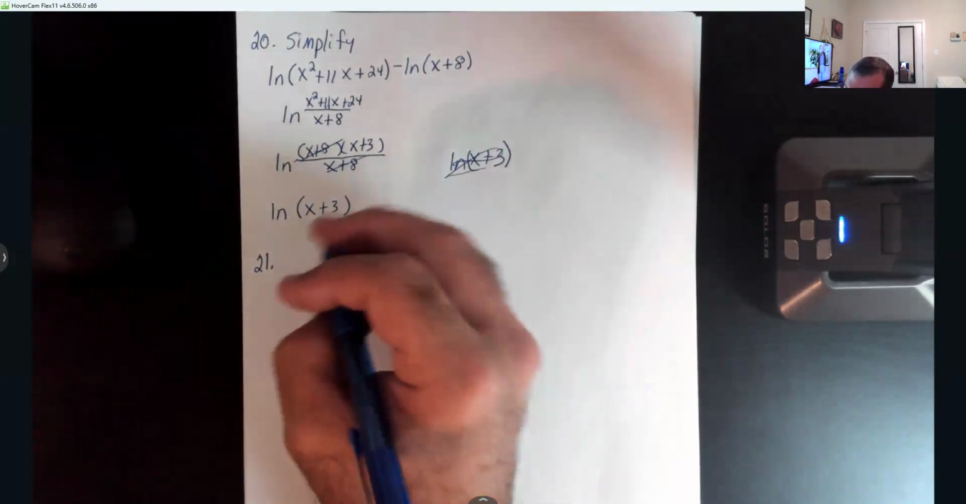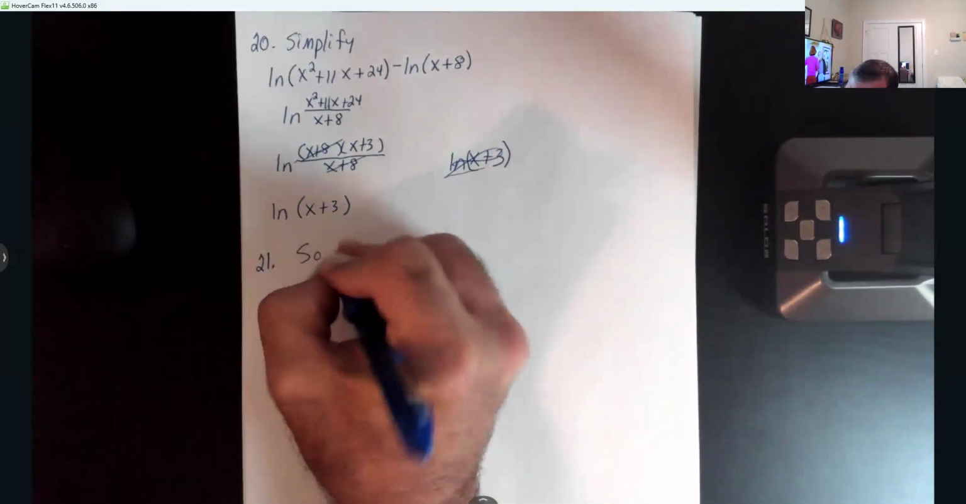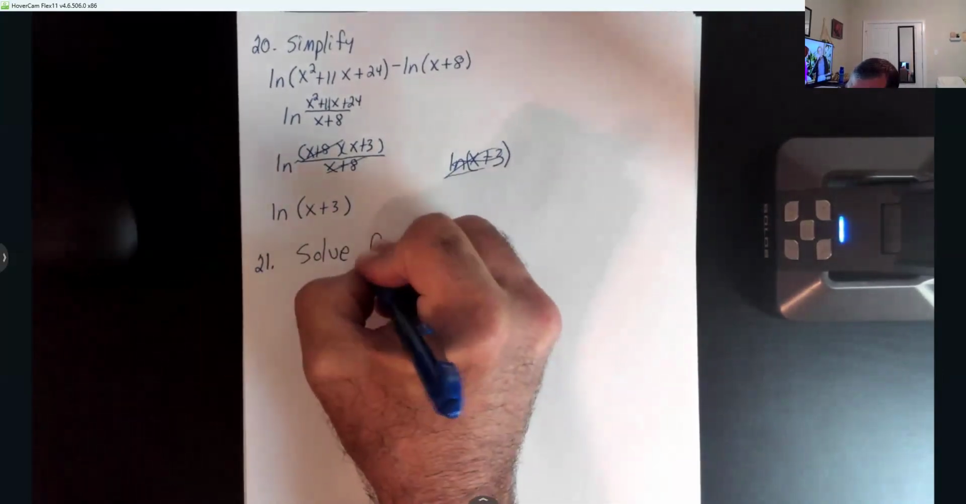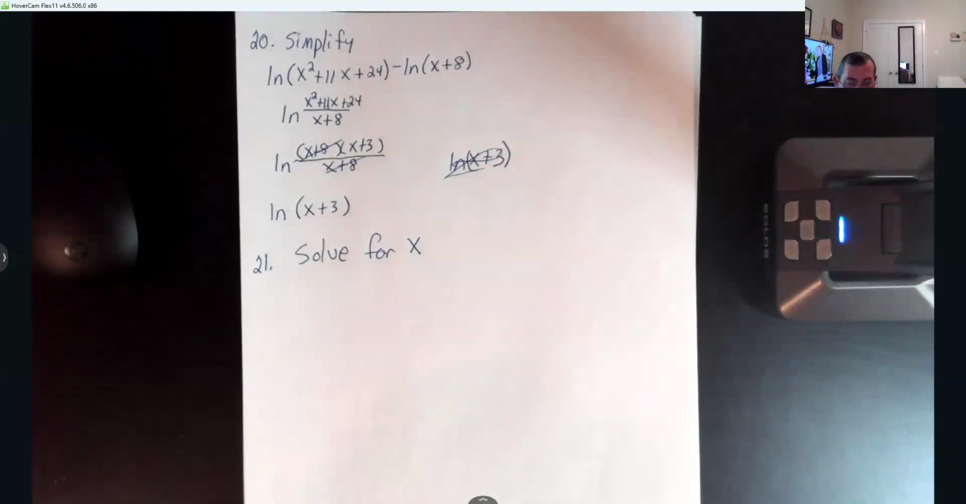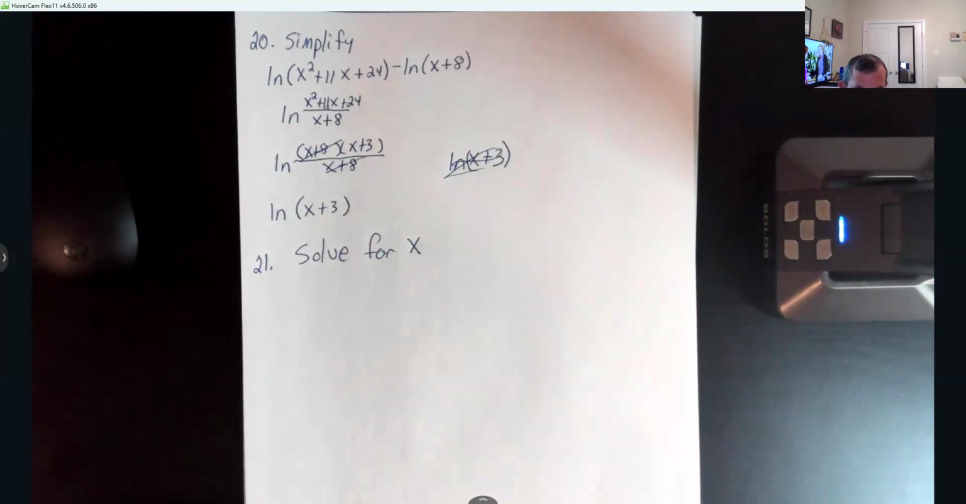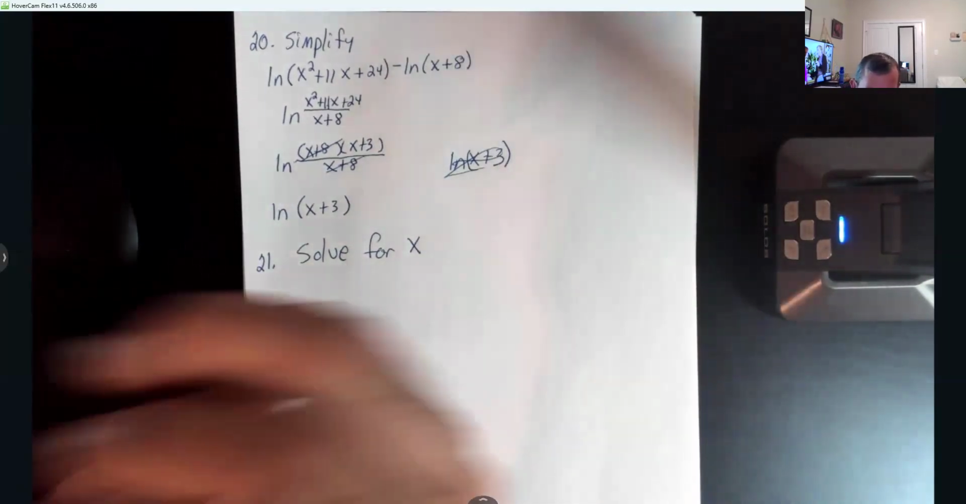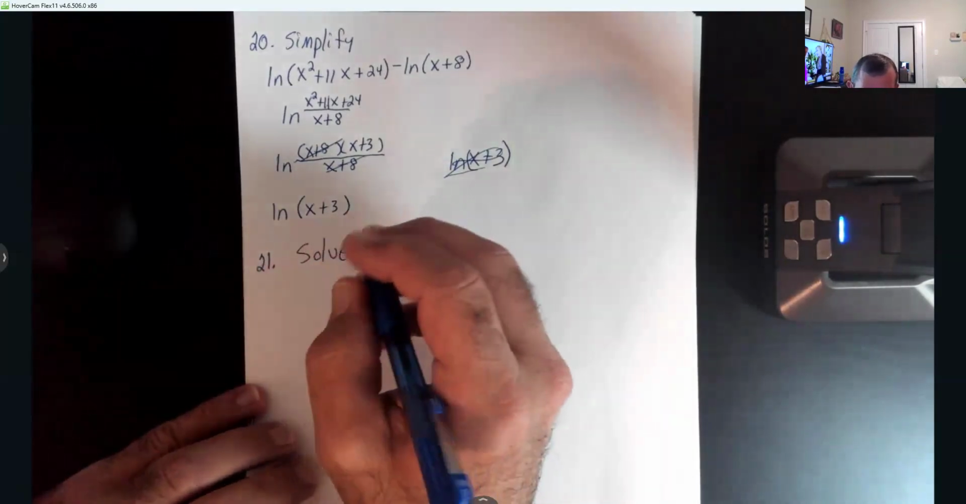All righty, y'all. Let's see. This would be what, 21? Solve for x. All right, y'all. So it looks like this will be the last one before break.